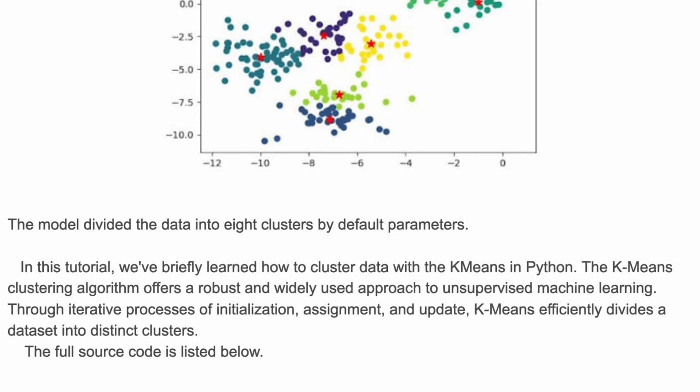In this tutorial, we briefly learned how to cluster data with K-means in Python. The K-means clustering algorithm offers a robust and widely used approach to unsupervised machine learning. Through the iterative process of initialization, assignment, and update, K-means efficiently divides a dataset into distinct clusters.